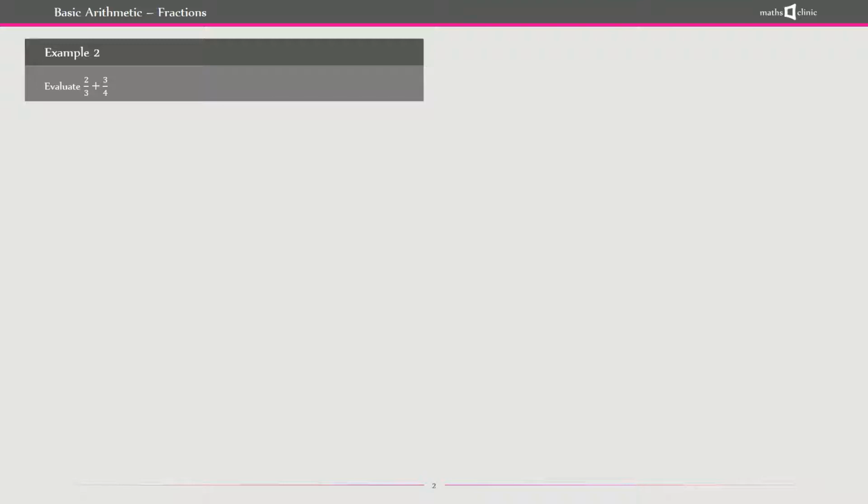Okay, now example 2. Example 2 says evaluate 2 over 3 plus 3 over 4. Basically, we've been asked to add two fractions: add 2 over 3 and 3 over 4. And going about that is actually quite straightforward. We'll jump right into it.